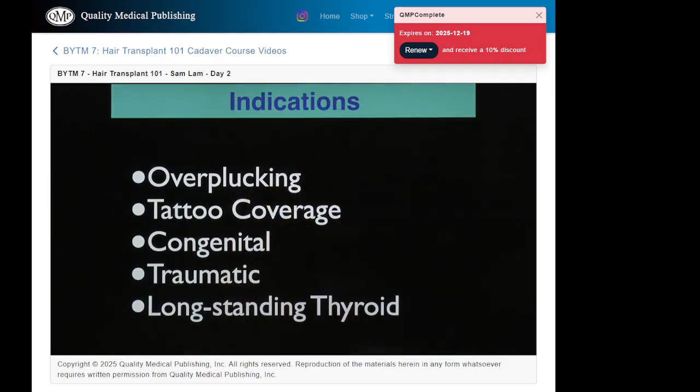Indications, obviously, over-plucking. If someone has a weird-looking tattoo they don't want to remove and want covered, you can remove the tattoo. But I leave the tattoo in if I'm going to do an eyebrow transplant exactly over that tattoo because it adds visual density. If they don't like the position of the tattoo, then get rid of it. So that's my criteria to decide whether to remove or not when I'm doing an eyebrow.